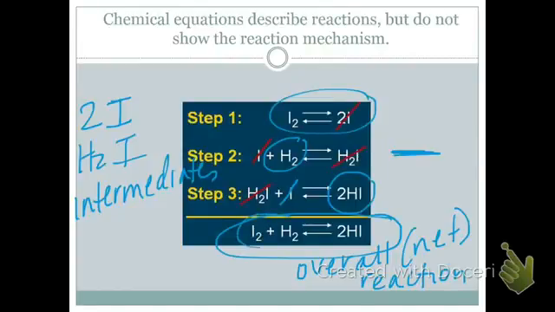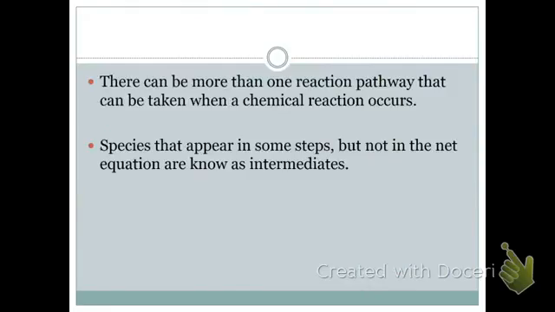But ultimately, I added these two in there to make it react. But before it made hydrogen iodide, it had to go through these processes. So there can be more than one reaction pathway. This is the way we showed this. There are some other ones that could happen, maybe not for this particular reaction, but there are some reactions that can get there a couple of different ways depending on what parameters or conditions they're in. But remember, the things that appear in one step and then disappear immediately and don't end up in the final equation, those are your intermediates.